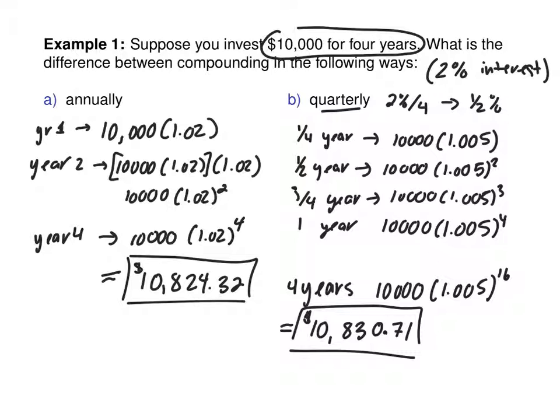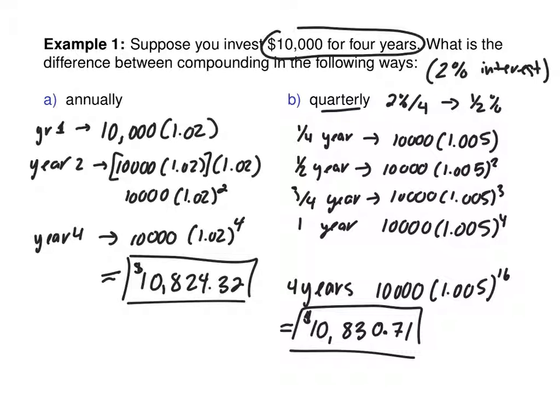So the more often you compound, you're going to have slightly more money in that case. And it's because the 2% interest you earn, you sort of earn part of it first, then you earn interest on the part that you've earned. That's why it ends up being more money. Okay, so that's a sort of specific example.